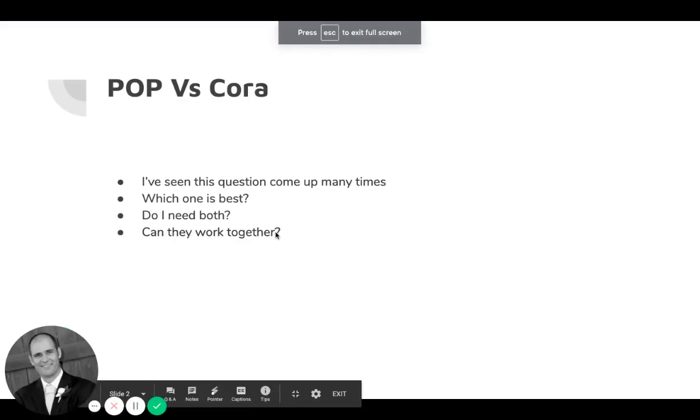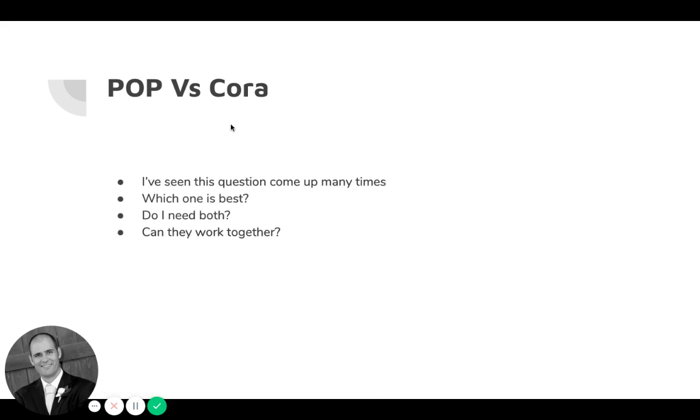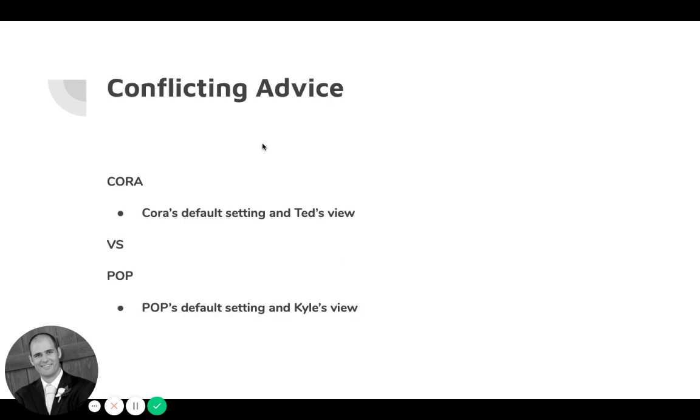Page Optimizer Pro versus CORA. I've seen this question come up many times, and usually it's asked as, which one's the best? Do I need both? And can they work together? The reason I think people ask this is because sometimes CORA and POP can give conflicting advice.